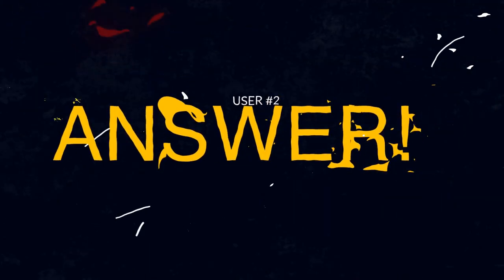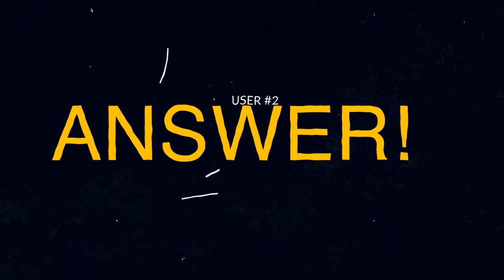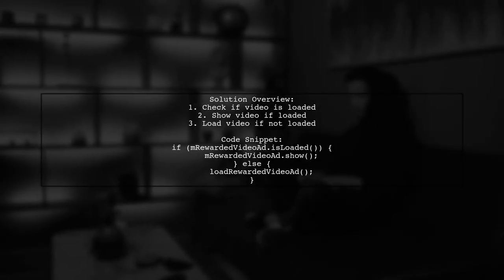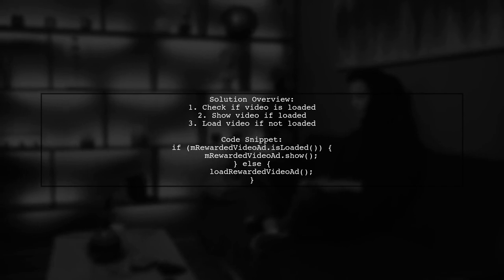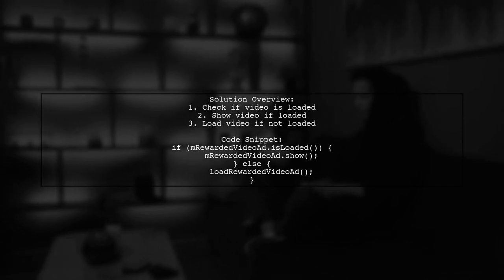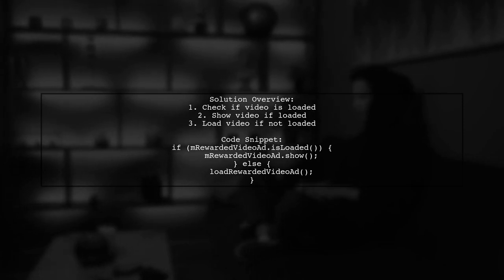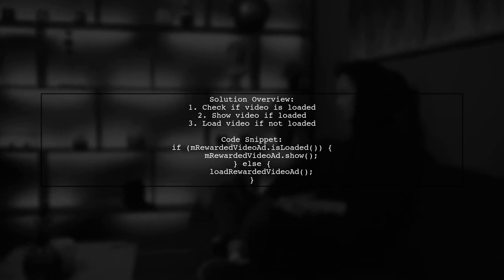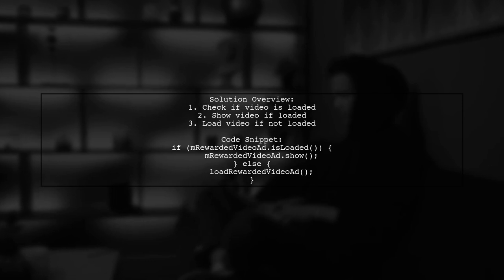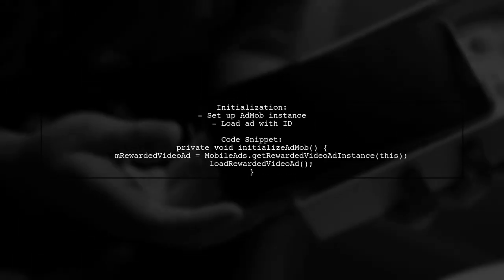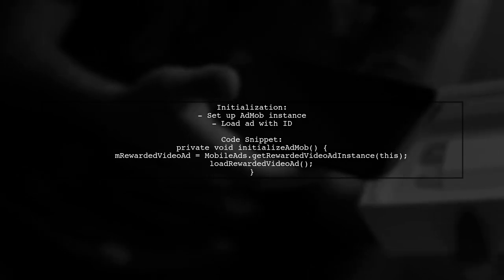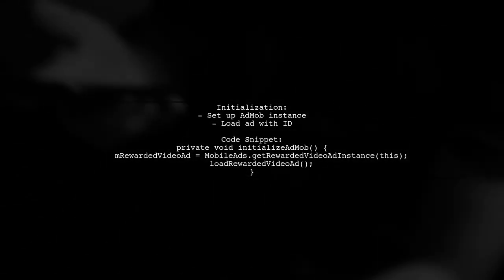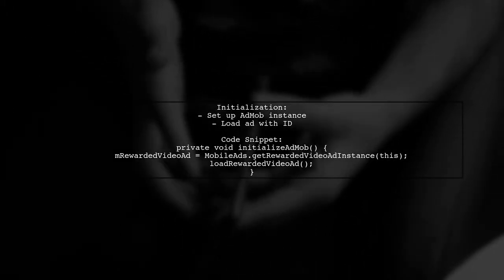Let's now look at another user-suggested answer. To solve the issue of rewarded videos not showing in AdMob, this user implemented a loop that checks if the video is loaded before showing it. If it's not loaded, they load it again. They initialize AdMob and set a listener for the rewarded video ad. If the ad isn't loaded, they load it using a specific ad ID.